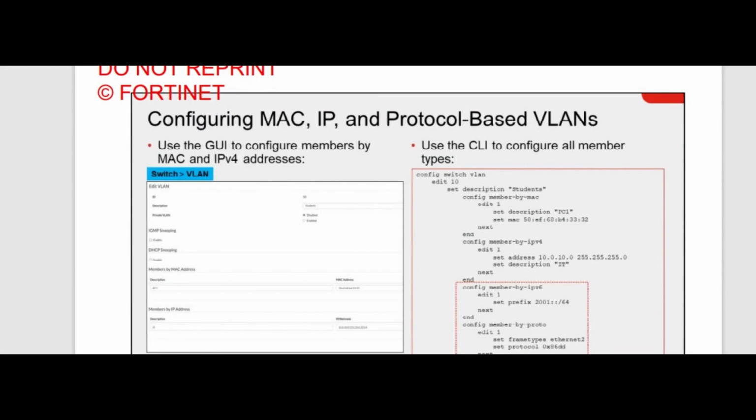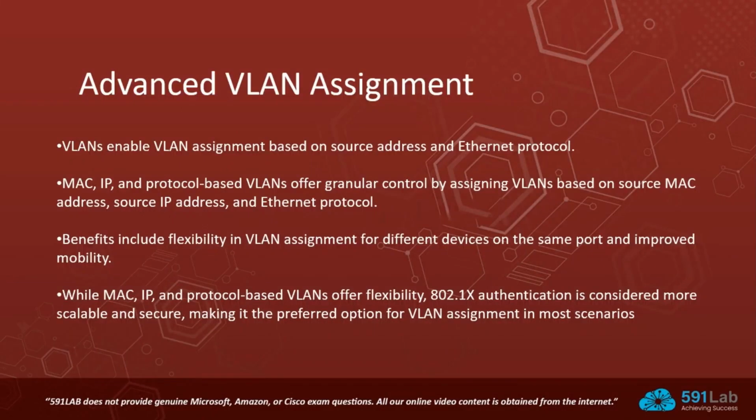802.1x authentication. As you know, 802.1x authentication is considered more scalable and secure. So, it is a better option. Therefore, MAC, IP and protocol-based VLANs are more often used as a solution for specific scenarios rather than as the main VLAN assignment method in the network.